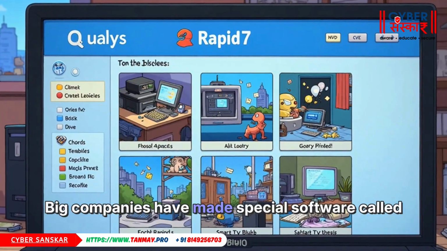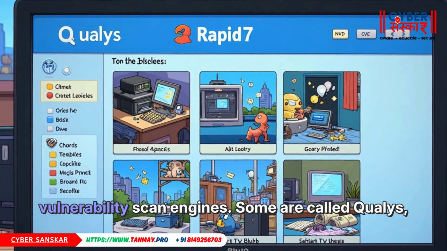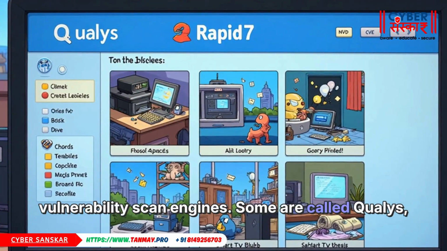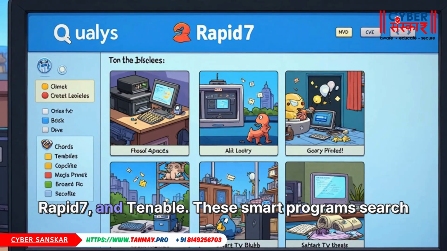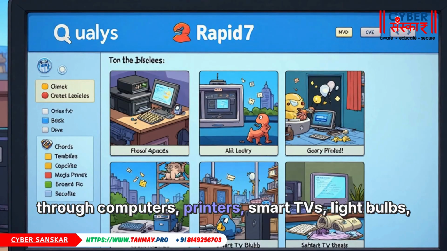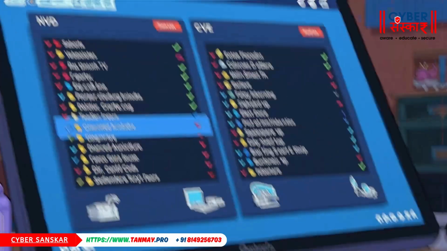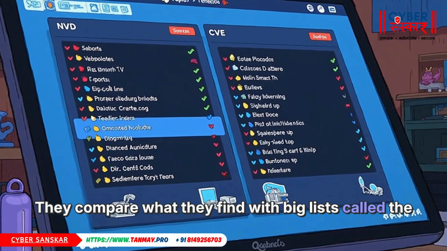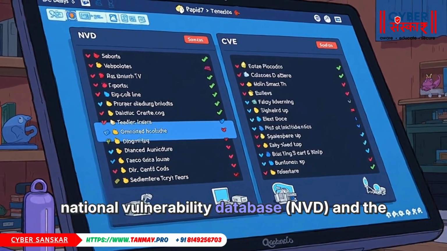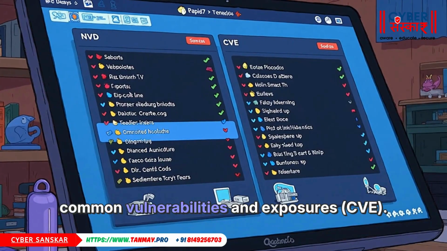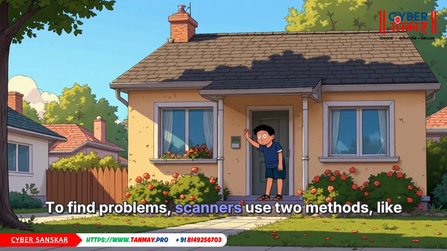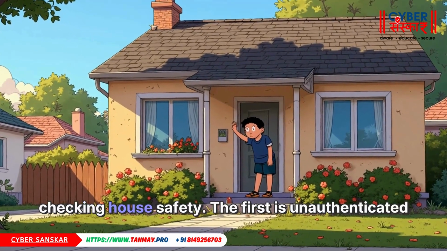Big companies have made special software called vulnerability scan engines. Some are called Qualys, Rapid7, and Tenable. These smart programs search through computers, printers, smart TVs, light bulbs, and other devices on your network, looking for vulnerability problems. They compare what they find with big lists called the National Vulnerability Database, NVD, and the Common Vulnerabilities and Exposures, CVE. To find problems, scanners use two methods like checking house safety.